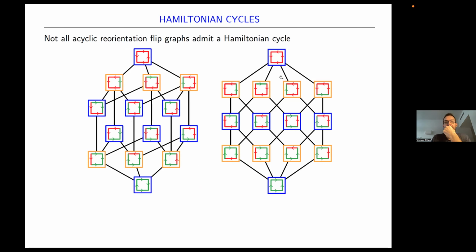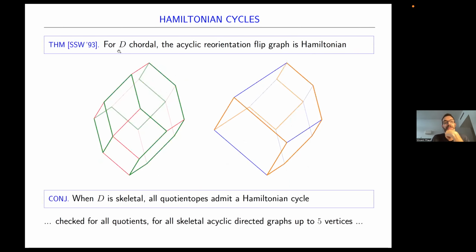A necessary condition is that you have as many oranges as blues, and it is actually conjectured that it is a sufficient condition, but this is not my question. My question is, it's known that when the graph is chordal, the acyclic orientation flip graph is Hamiltonian, and I conjecture that when the graph is chordal, I'm allowed to do quotients, and I believe that all quotientopes admit a Hamiltonian cycle. For the weak order, we know that all quotientopes admit a Hamiltonian path. It's a recent work by Mütze and collaborators. I believe that this is still true in this generality of the graph.